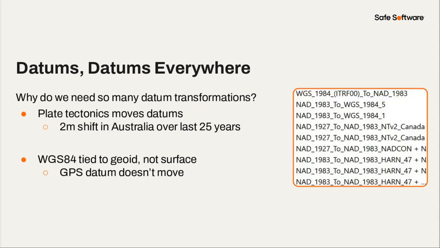And when we're talking about datum transformations, one thing to keep in mind here is plate tectonics has a big play in things. You might not think that plate tectonics have too much of an effect on the Earth and what we measure on the Earth, but just over the last 25 years, Australia has had a 2-meter shift in the continent and the continental plate. That's why they've moved from one of their old coordinate systems to the new one released in 2020, which is GDA 2020.